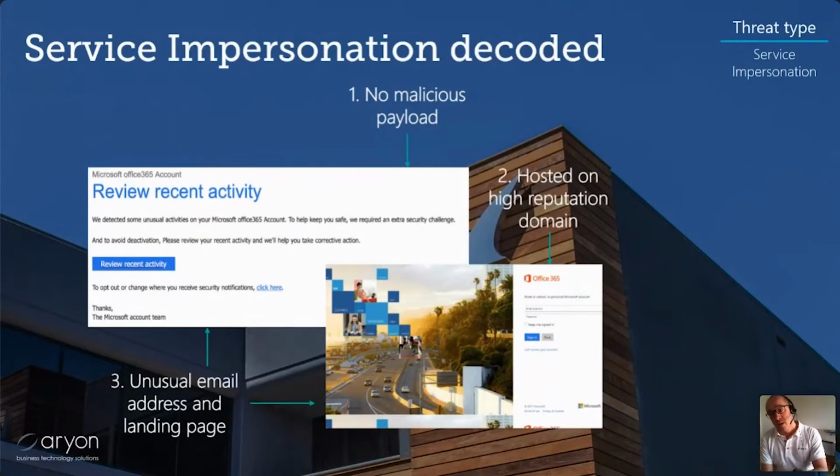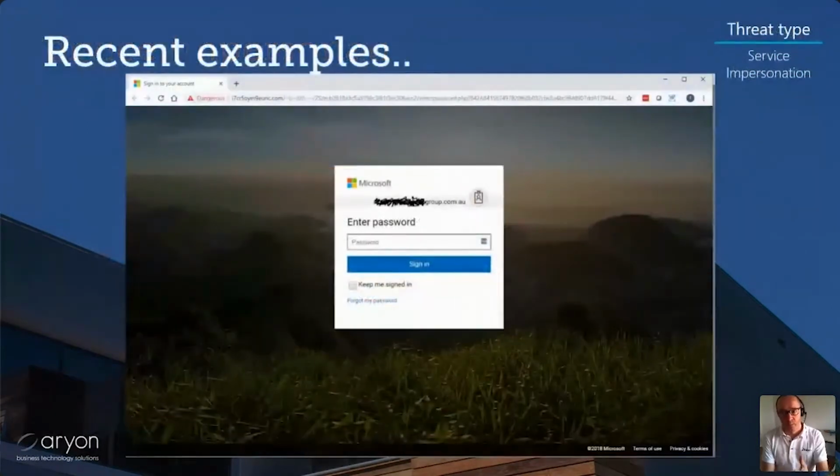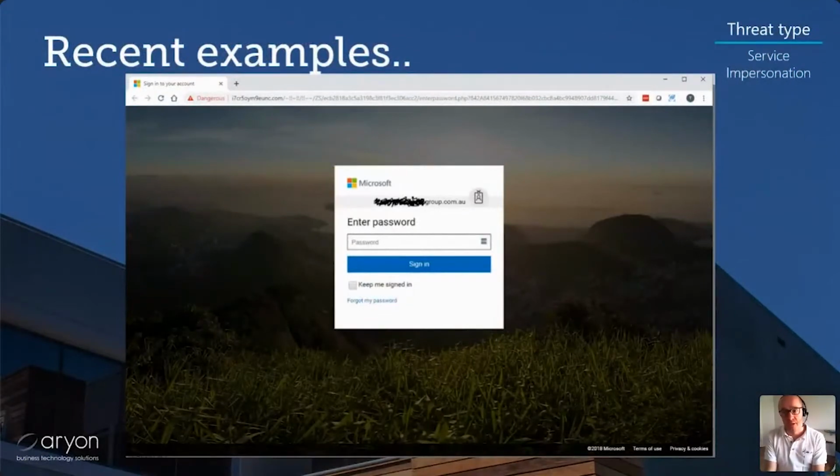And then again, most of those service impersonations, we'll see going to this sort of page, as we saw before, to try and steal credentials and take over the account. As we just talked about, that's when lateral phishing would actually occur, once they've got in there and taken control of that account.